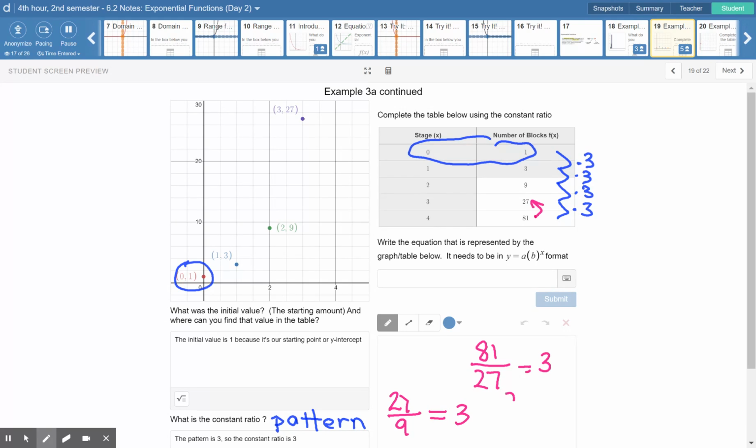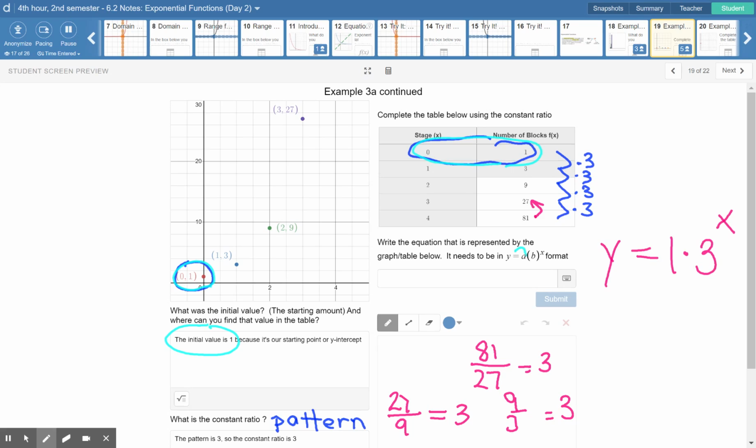9 divided by 3, you're going to get 3. Now, what does all of this mean? That b value, that constant ratio, is really important when we're making this equation. So we have y equals 1 times 3 raised to the x. The reason why we have that, our initial value is 1. That's where we got this from.